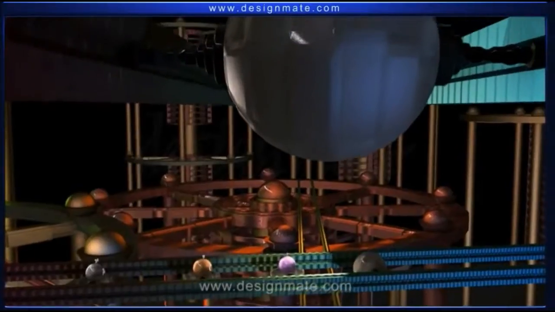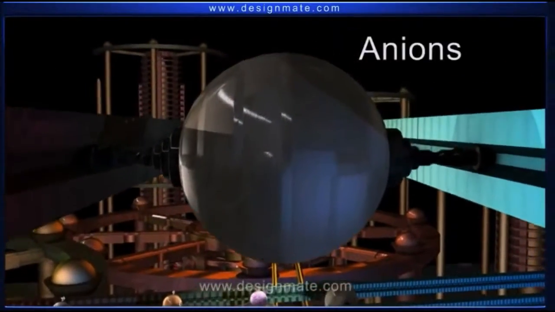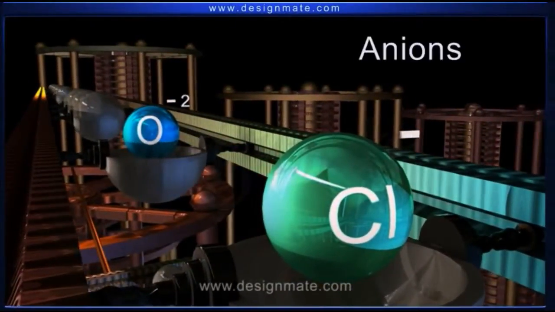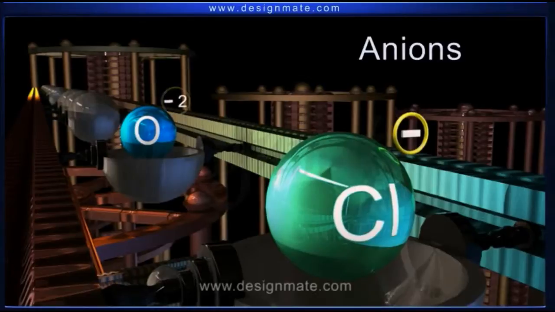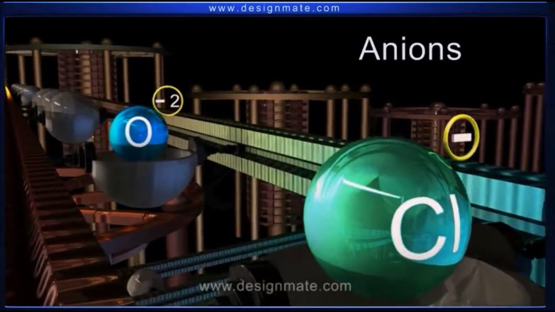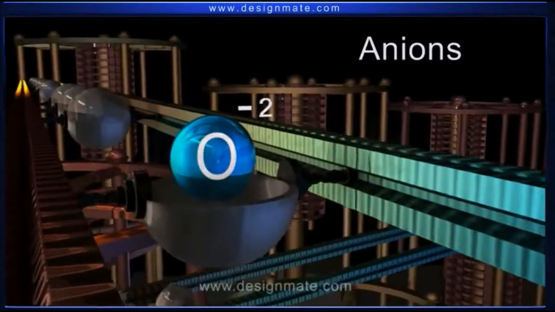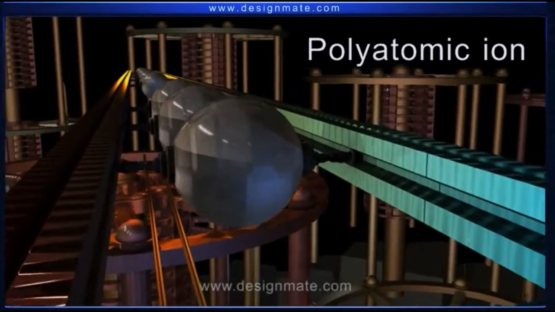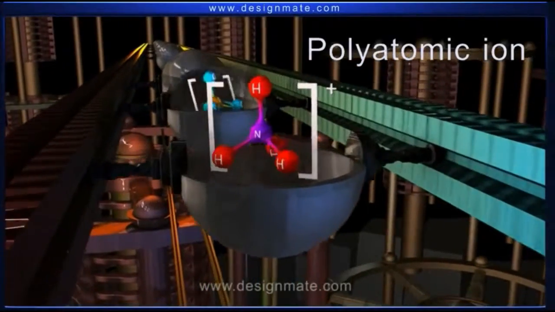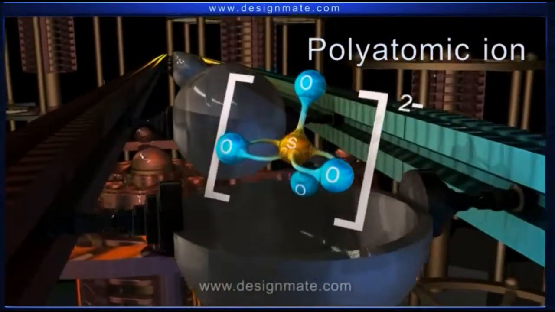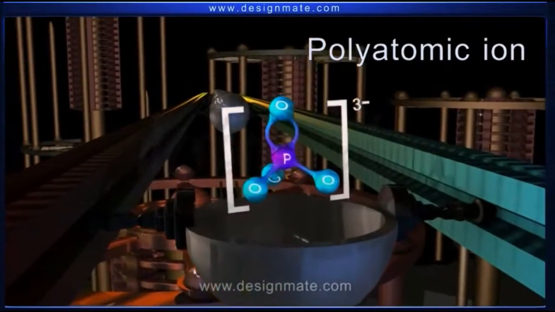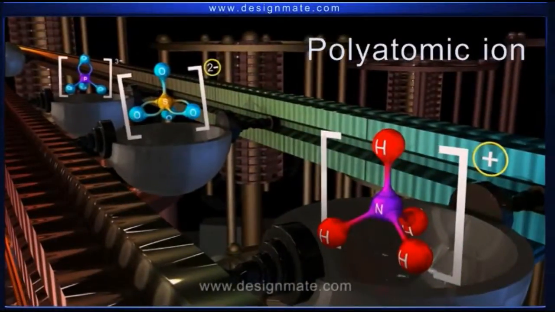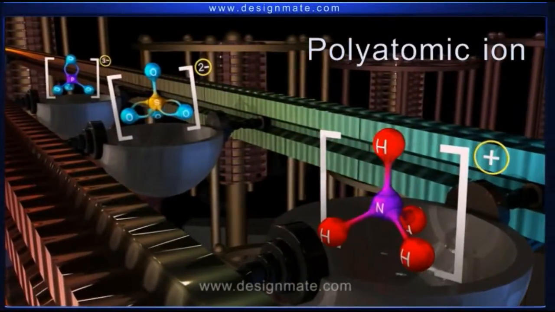The species carrying negative charges are called anions. The examples of anions are Cl-, O2-, etc., showing valencies of -1 and -2, respectively. Moreover, there exists a group of atoms carrying a charge known as polyatomic ion. For example, NH4+, SO42-, PO43-, etc. They show valencies of +1, -2, and -3, respectively.